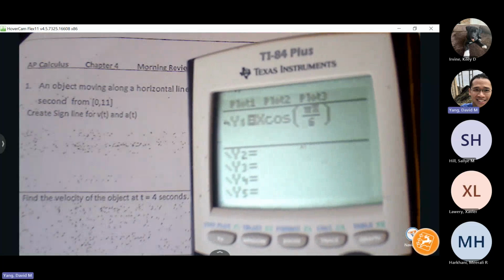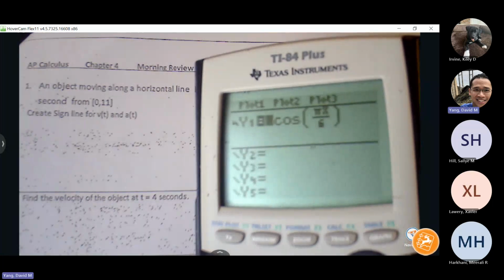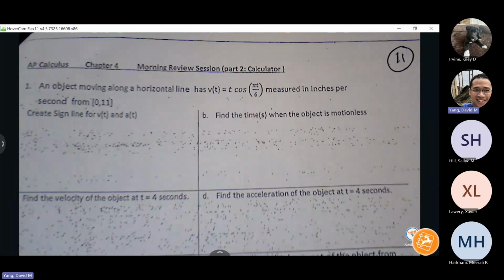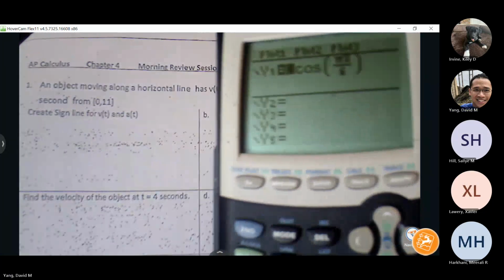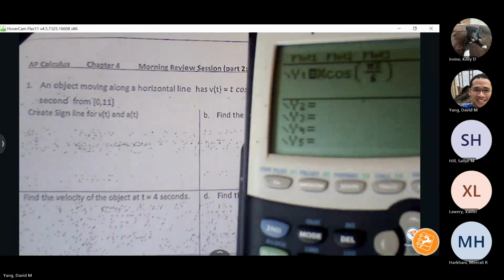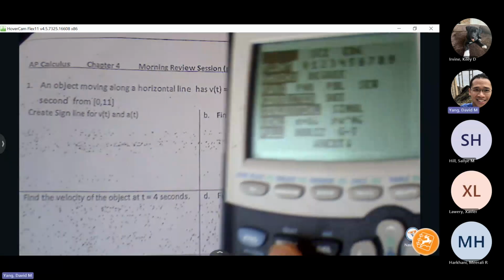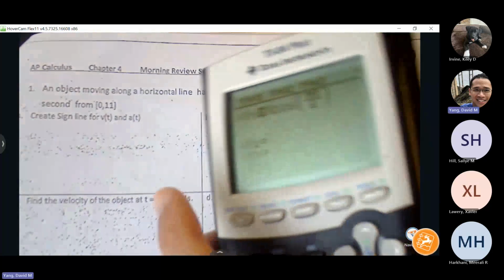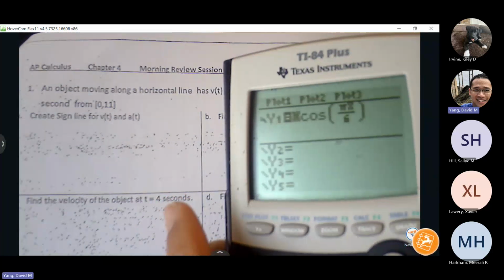How do you do a fraction? You're not going to be able to do it on that one. You have to just use parentheses. Again, I think everyone should be in radian mode, but just double check. And then y equals x cosine of pi x over 6.